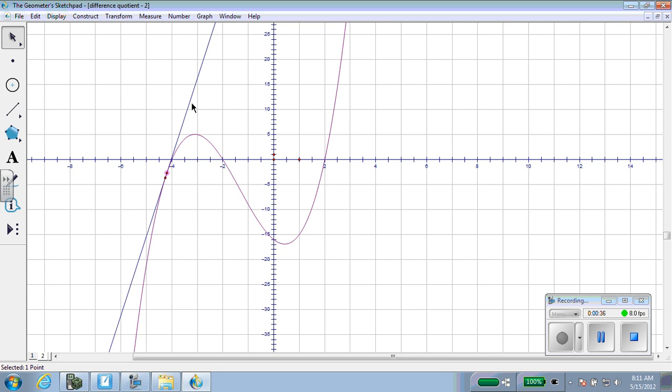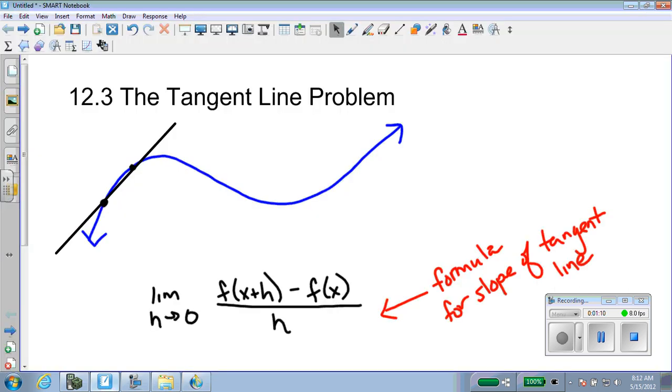And we talked about the fact that the distance between these points on the x-axis was h. And if we could get h to be as small as possible, whisper small, dust mote small, we could actually envision a line tangent to the graph. And the difference quotient, that f of x plus h minus f of x over h, generated the slope of this tangent line. Okay, so now we're ready for today's lesson.